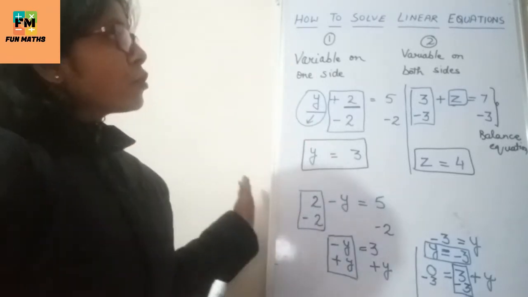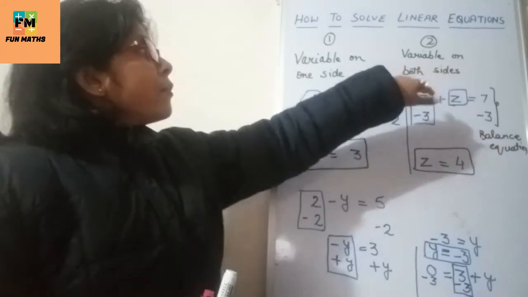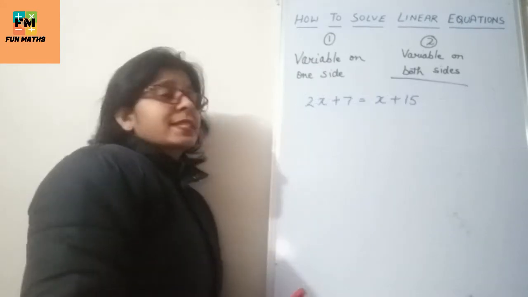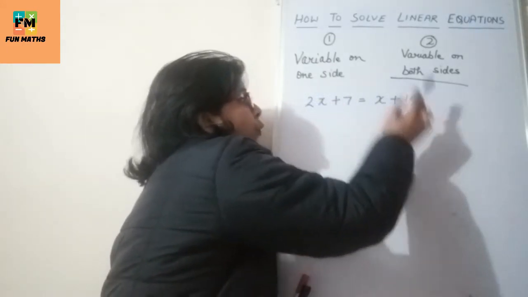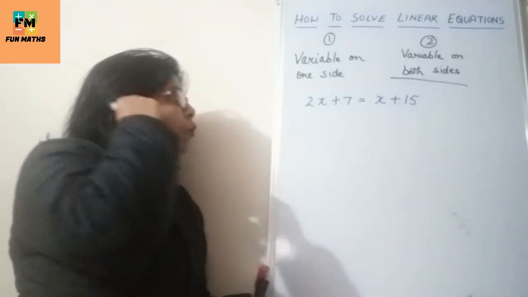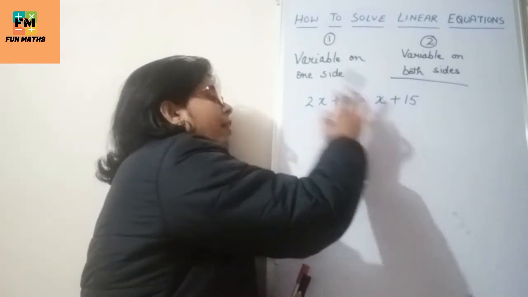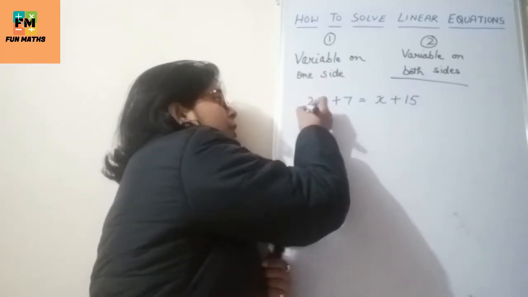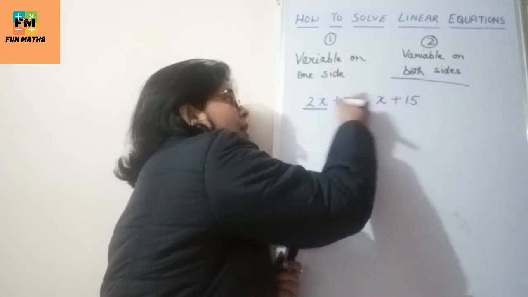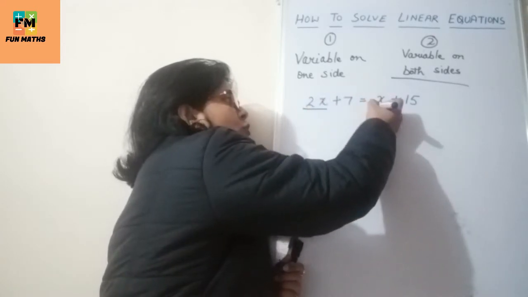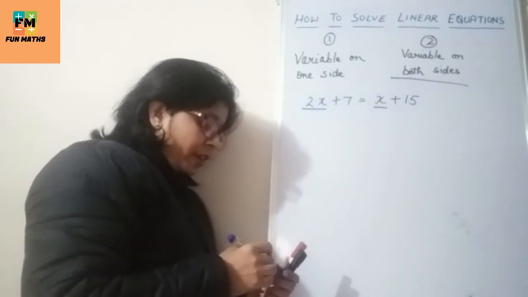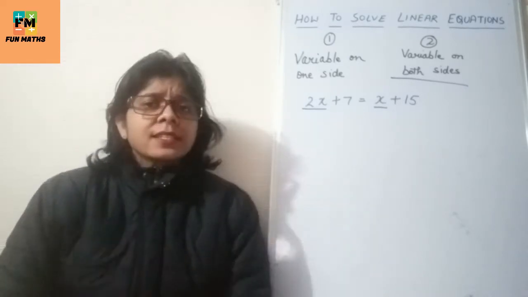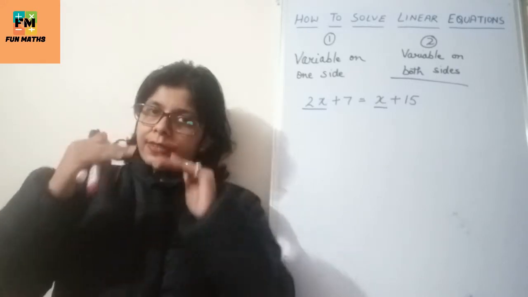Alright, now we are going to move on to the next part where we can solve the variable on both sides. Quickly let's start. How can we solve the equation which has the variable on both the sides? Here we have this equation, 2x plus 7 is equal to x plus 15. If you see on the left hand side also we have this variable x which is multiplied with 2, and here also on the right hand side we have this variable x, right? Tricky question. Let's start in a very easy way, step by step.